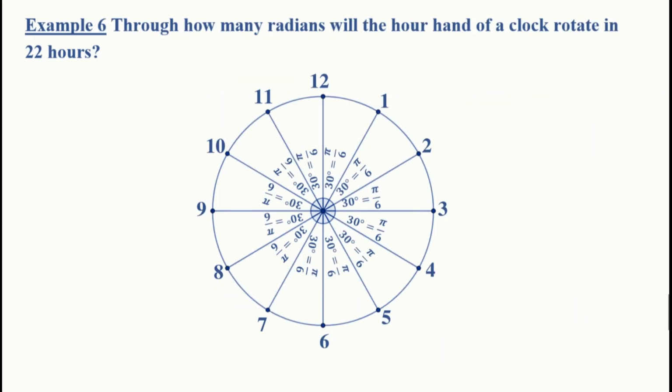All right, so this is probably one of our shortest lessons, and we're going to basically wrap it up with this nice problem. Through how many radians will the hour hand of a clock rotate in 22 hours? Remember that a clock basically takes a circle and breaks it up into 12 equal sectors, right? So each of those sectors, notice, will have 360 degrees divided by 12, which is 30 degrees in it, right? So each one of those will be 30 degrees.